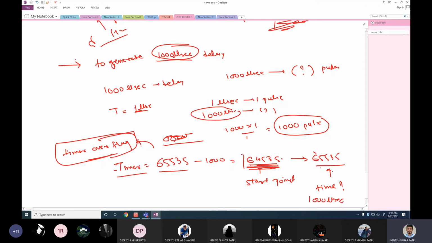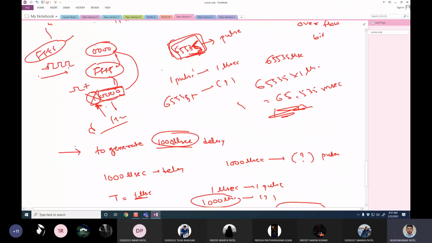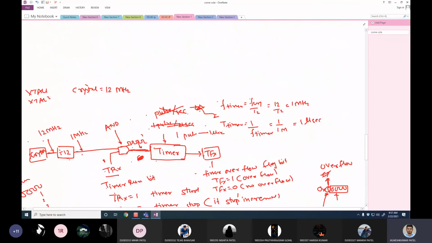By starting at this number, I'm going to load 64535 inside my timer, and then I'm going to provide a start bit. Then I'm going to start my timer. Once I start my timer, what will happen? This frequency will appear at this input of the timer. It will start incrementing, and at some point of time I'll receive the timer overflow flag. So when I receive this timer overflow flag, that means 1000 microsecond is done.